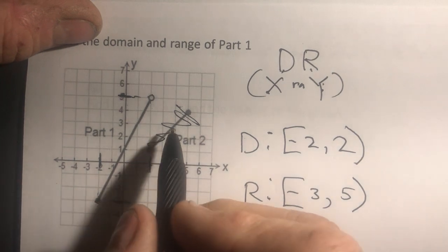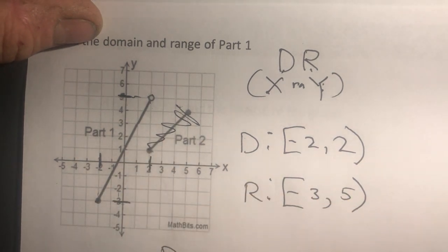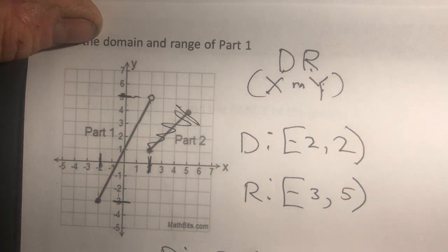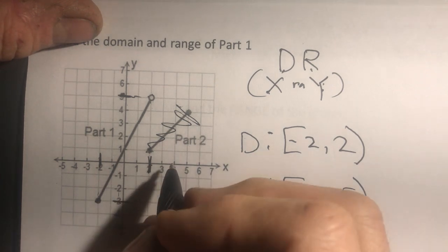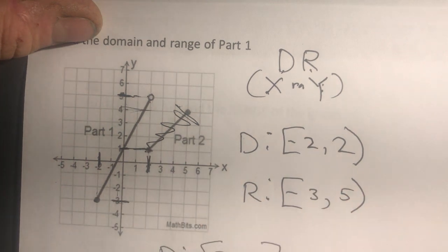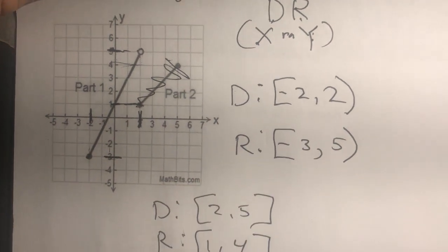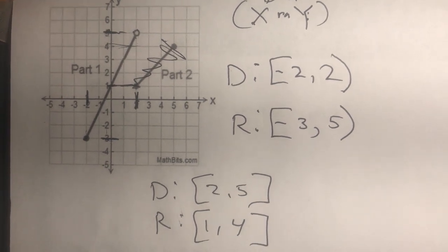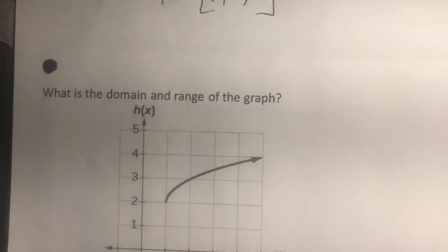Okay. I didn't ask for this one, but my domain on that one, look here, it goes from 2 to 5. And they're both colored in. My range on that one, look, it goes from 1 up to 4. And they're both colored in. Okay, so that was just, well, I didn't want that even on the screen. Okay, what about this one?